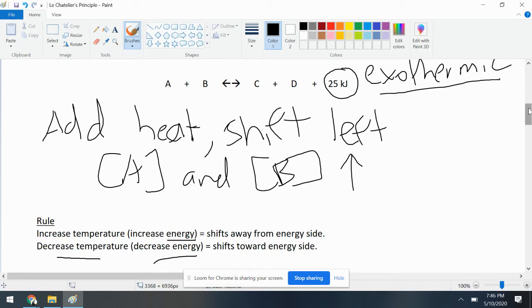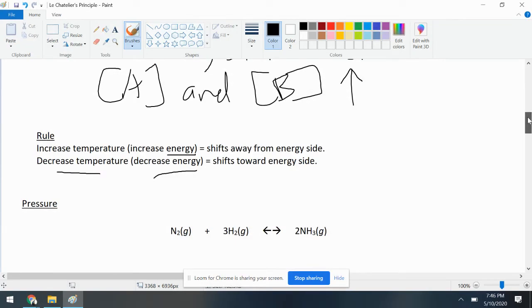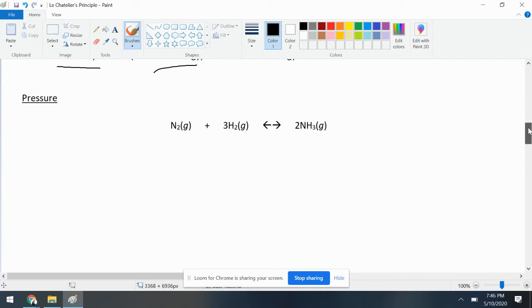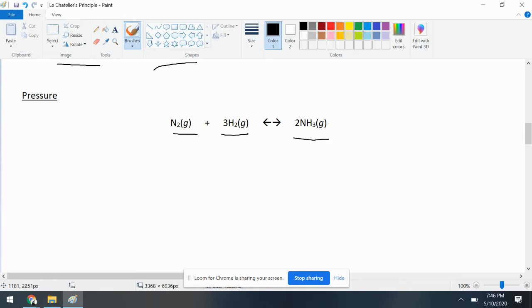Okay, last one. So this is the last factor, the third factor, and we're going to be looking at pressure now. This time around, we're going to be using a real reaction. An equation, you have N2 gas plus H2 gas yields NH3, which is ammonia. It's very similar to the last one that we saw in the previous video. So I'm going to draw this out for you. On the left side, you have 1 mole of N2 and you have 3 moles of H2.